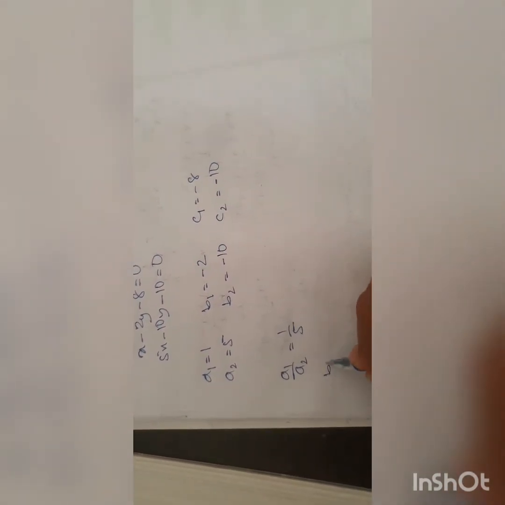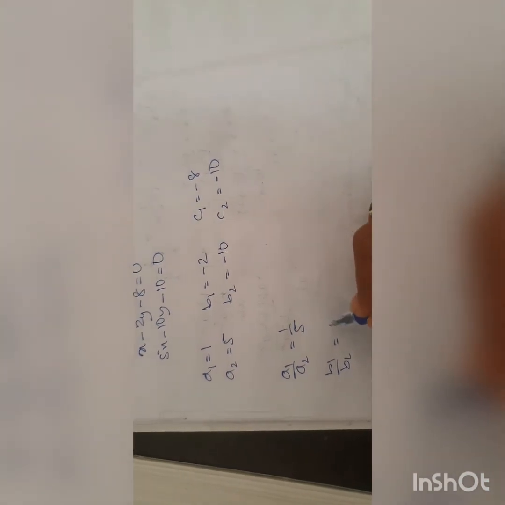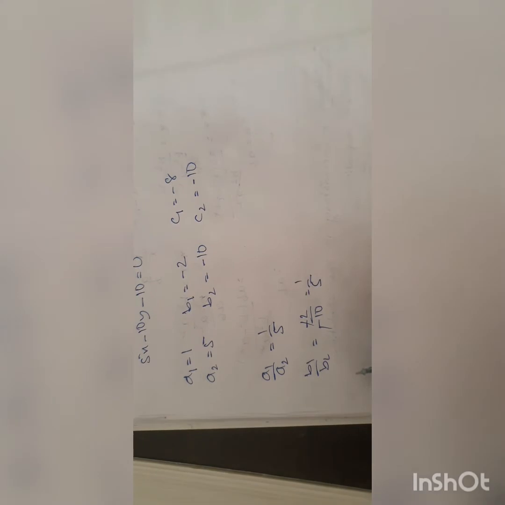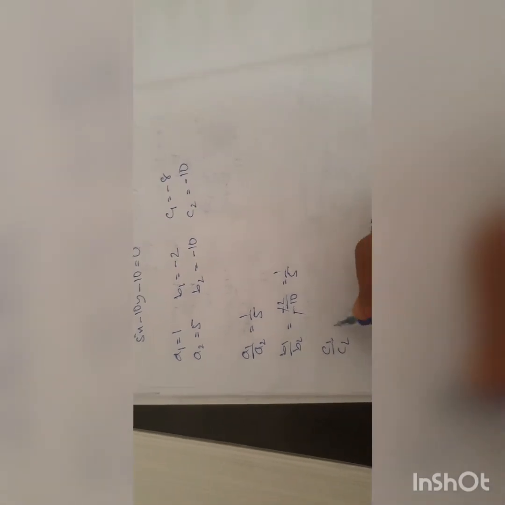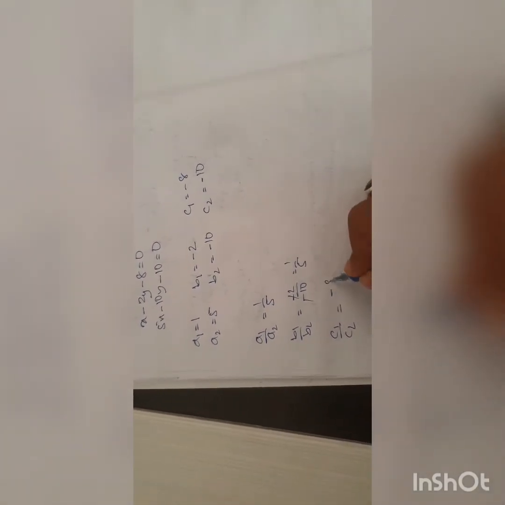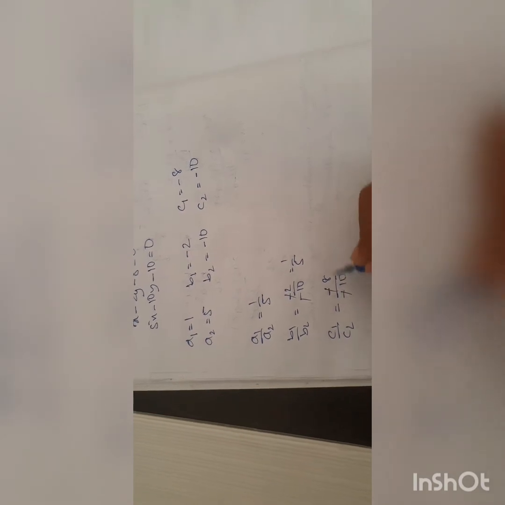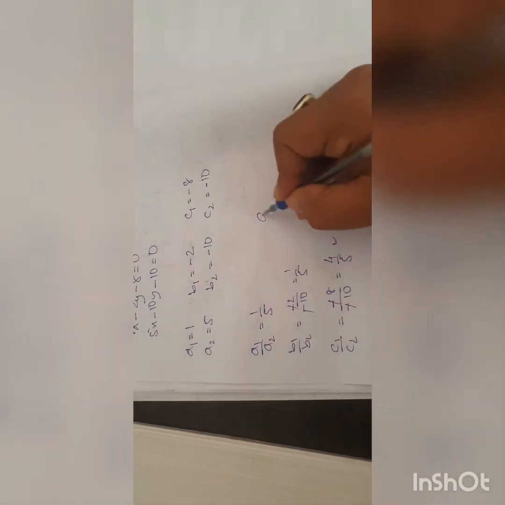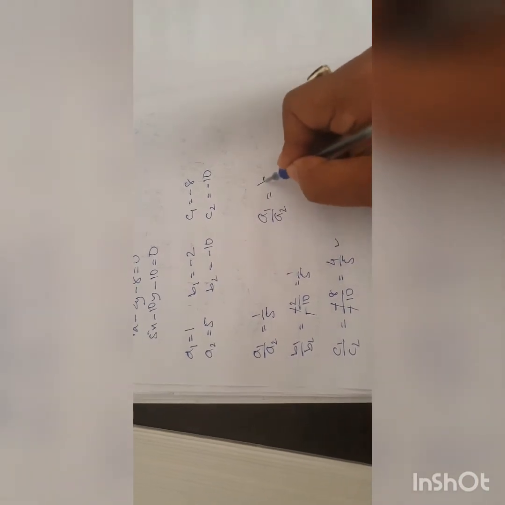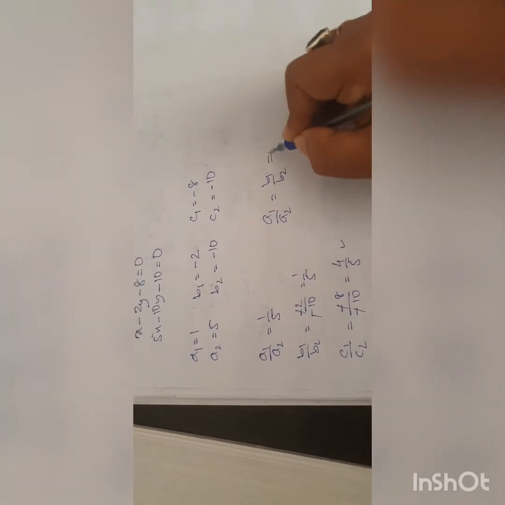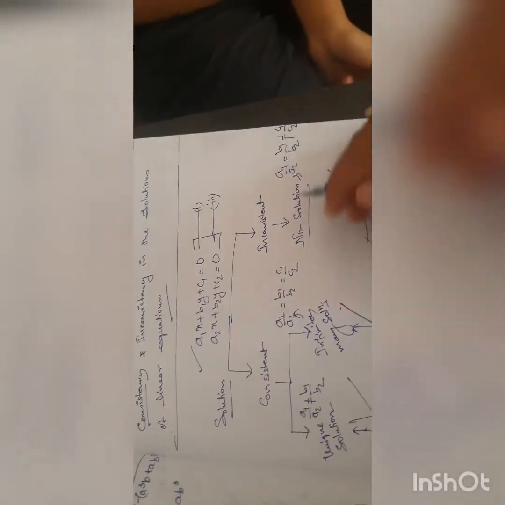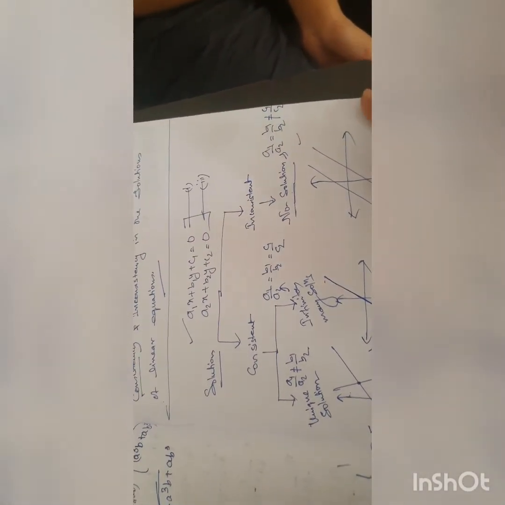If I check b1 by b2, I will get again minus 2 by minus 10, so that means 1 by 5. But if I check c1 by c2, then I will get minus 8 by minus 10, which gives me 4 by 5. So actually a1 by a2 is equal to b1 by b2, but is not equal to c1 by c2. This is the case for no solution, so these lines are parallel.